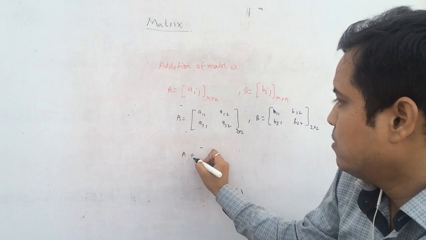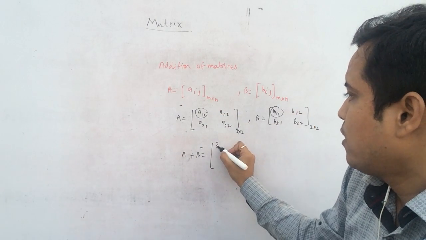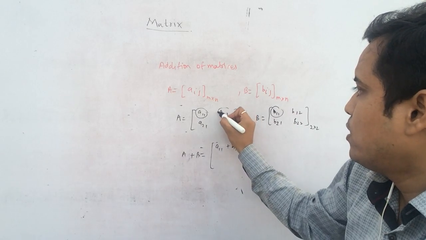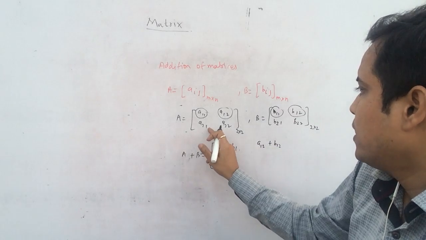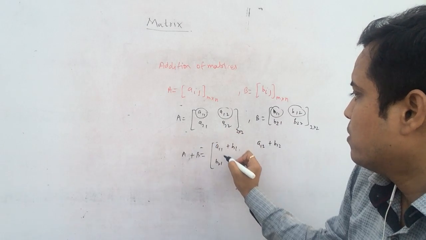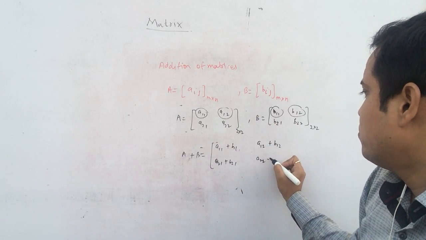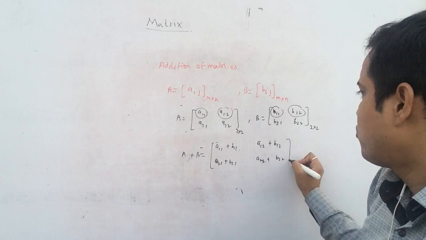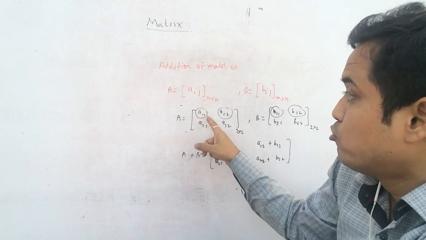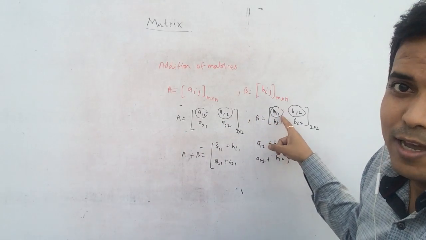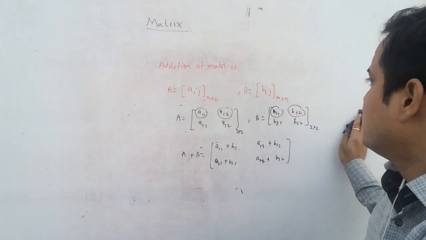So A plus B means the corresponding elements: A11 will be added to B11, A11 plus B11, A12 plus B12, A21 plus B21, and A22 plus B22. That means the element of first row and first column is added to the element of first row and first column of the other. Okay, I hope you have understood this.